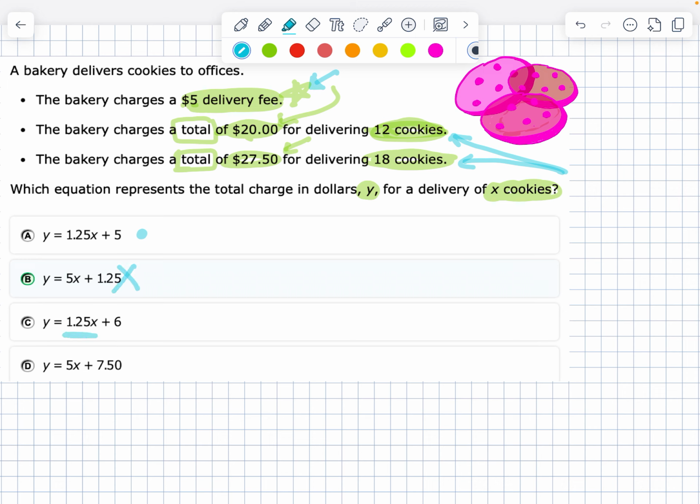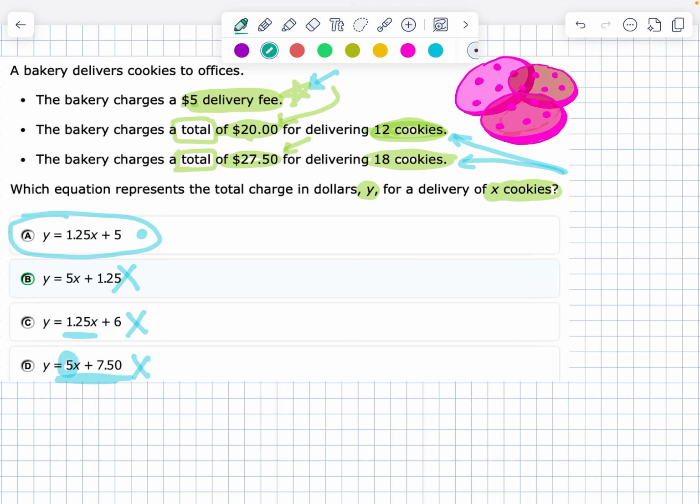This is $1.25 times X plus 6. There's nothing in here that talks about 6, so I would say no to this one. And this one, again, that delivery fee is multiplied by the number of cookies, which does not make sense. So the only logical answer is this one here.